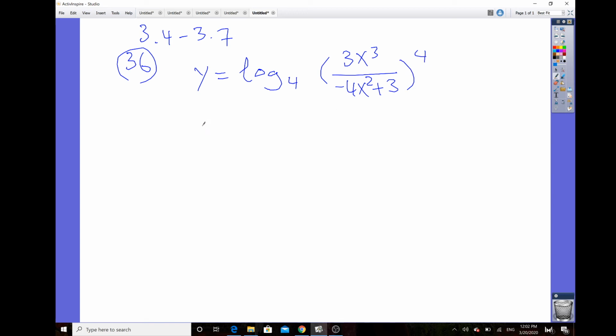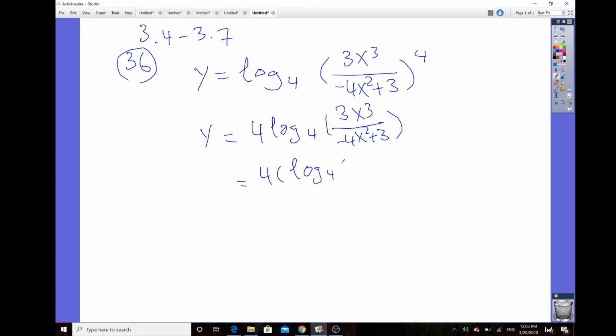Now, the first thing that you probably want to do is use the properties of logarithms. You can use the power to coefficient property. So we do have 4 log base 4 of 3x to the power of 3 over negative 4x squared plus 3. Then since you notice this one is a quotient, we can expand it. So we do have 4 times the quantity of log base 4 of 3x to the power of 3, minus log base 4 of the quantity of negative 4x squared plus 3.